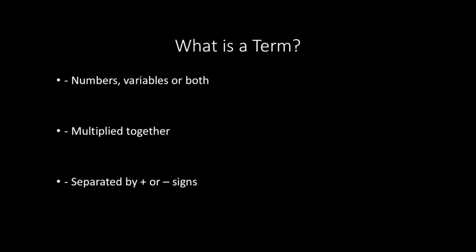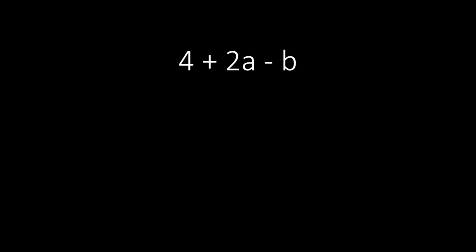Terms are numbers, variables, or both multiplied together and are separated by a plus or minus sign. For example, in 4 plus 2a minus b, there are three terms, those terms being 4, 2a, and negative b.